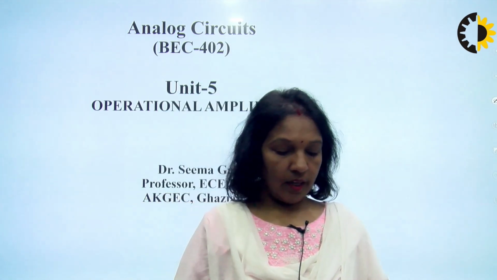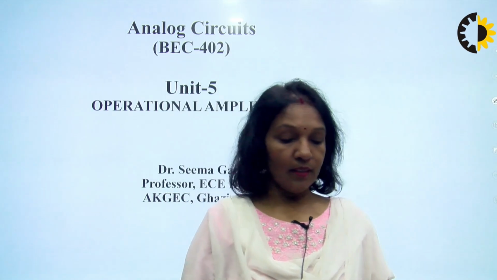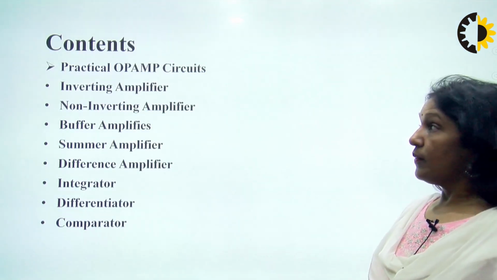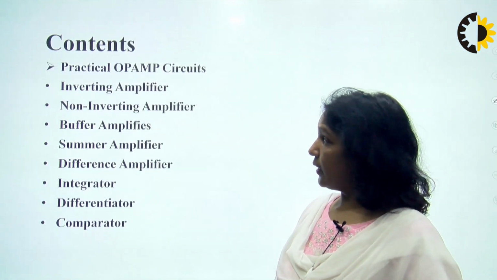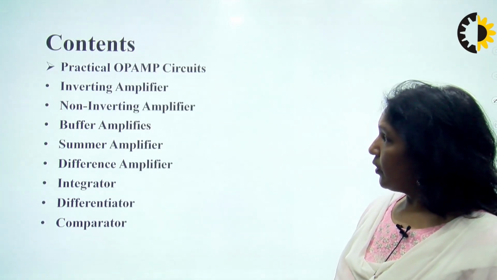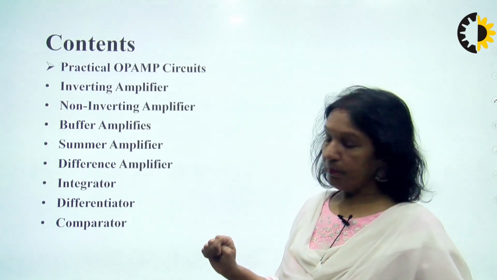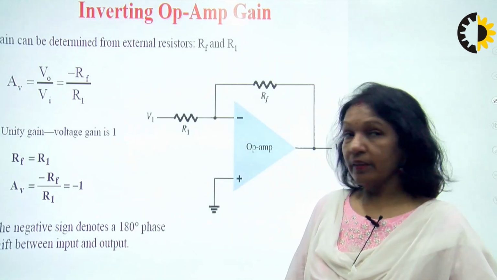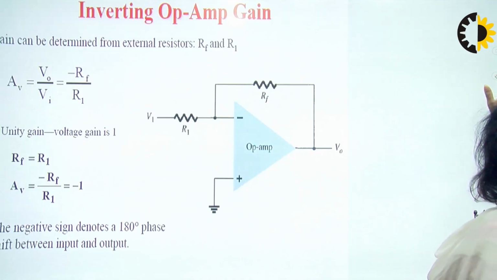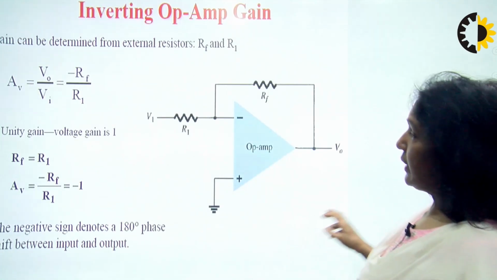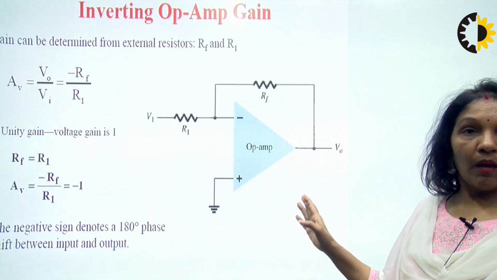So we are continuing with that. These are the contents: the practical op-amp, the inverting amplifier, non-inverting amplifier, buffer amplifier, summer amplifier, difference amplifier, integrator, differentiator. Here, this we have already discussed. This is the inverting amplifier.